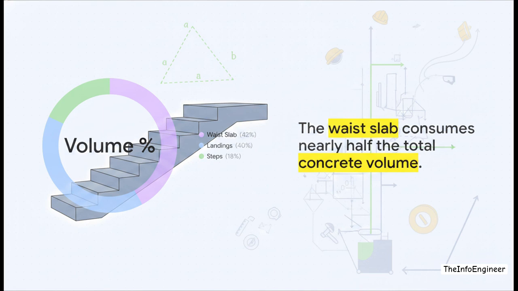In a typical example of a 1.555 cubic meter staircase, just look at the distribution. The waste slab eats up nearly half the total concrete volume at 0.656 cubic meters. The landings take up another large chunk, and the actual triangular steps themselves are just a small fraction of the total volume. If you miscalculate that sloping waste slab by forgetting the Pythagorean theorem, your estimate will be drastically short.